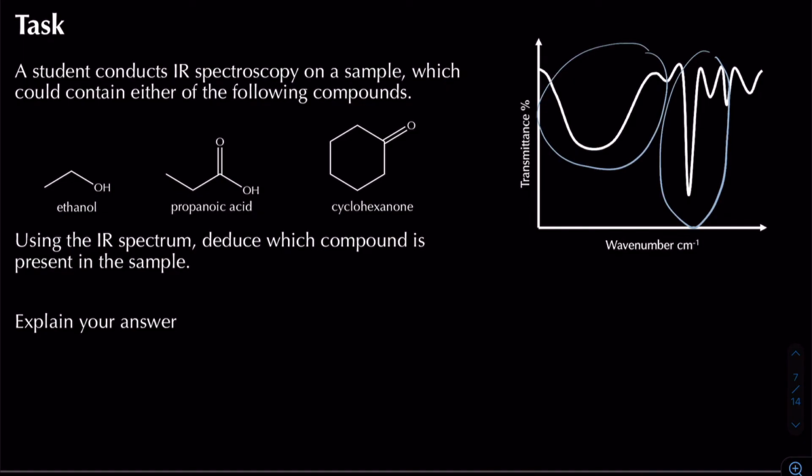It should really be shifted more towards the right, but that's very broad, and you can see that it spans quite a long range, as we expect it to do. An alcohol, we'd expect it to be a bit sharper and a bit pointier compared to our carboxylic acid OH itself. So we know it's going to be propanoic acid. How do we explain that to the examiner?